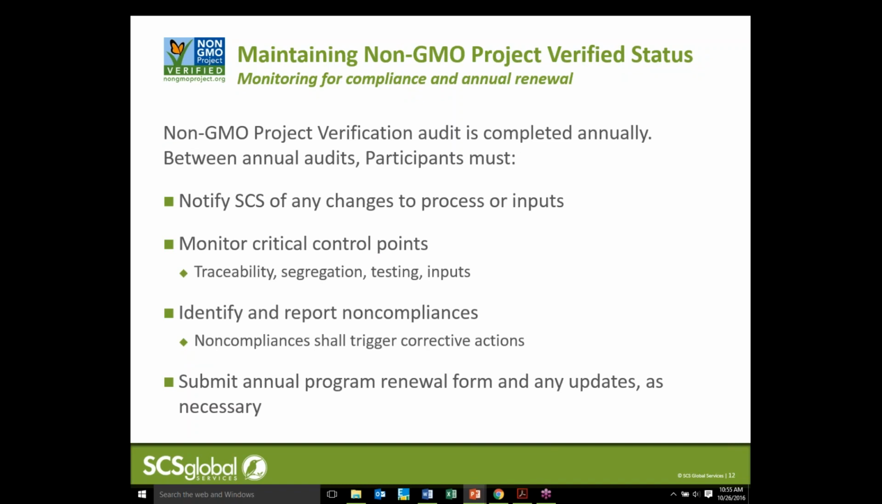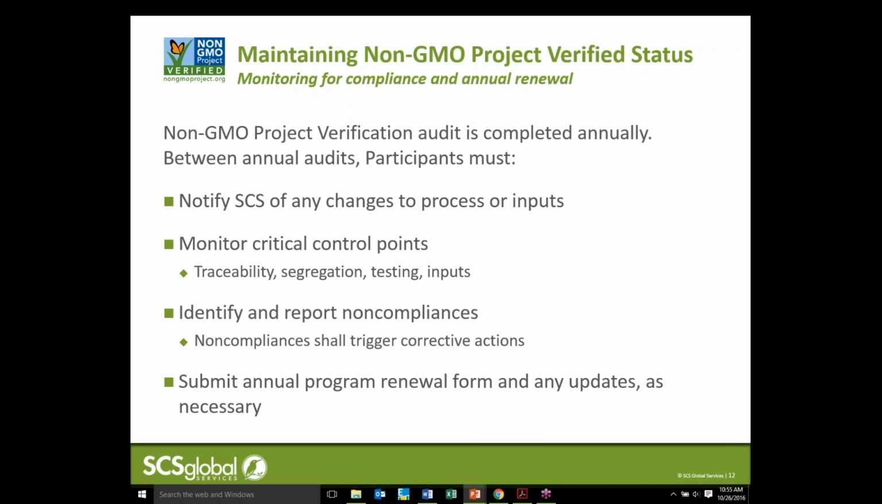So now looking at monitoring for compliance in between audit cycles and your annual renewal. So in between audit cycles, participants must monitor their own production systems to ensure ongoing compliance with the non-GMO project standard requirements. SCS must be notified of any changes to the production system, including sourcing inputs from a different supplier, or changing inputs, or changing formulations, or anything that could really have bearing on compliance status of the finished product that's being evaluated.